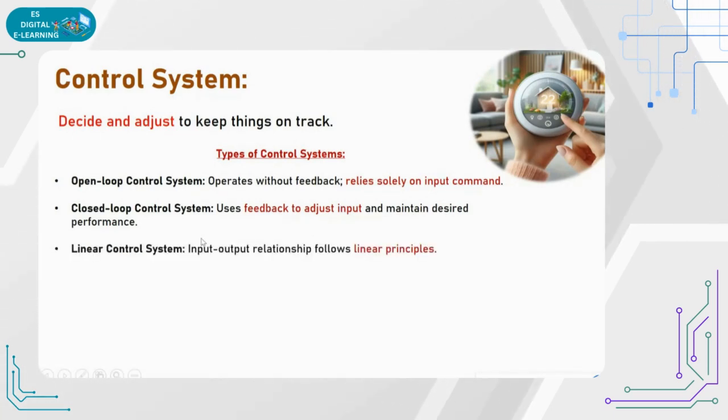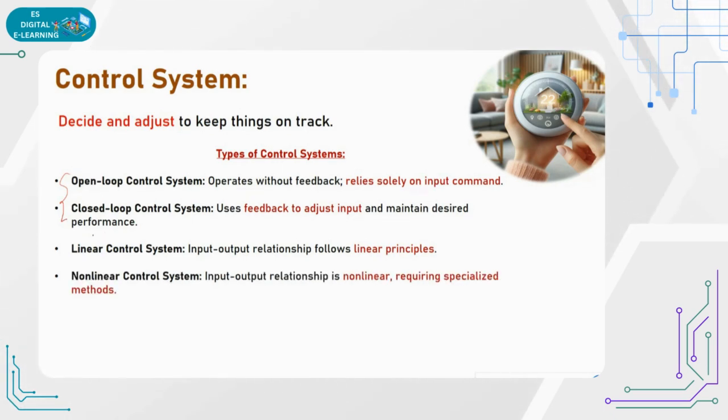And next we have the other types of control systems. So linear control system: the input and output relation follows the linear principle. But in our scope of embedded systems, like whatever we are using daily, for automotive, we follow the open loop system and closed loop system. And we have linear and non-linear.